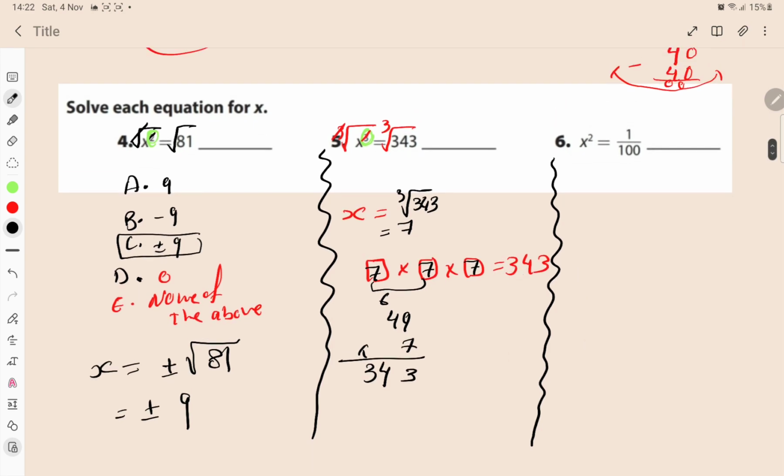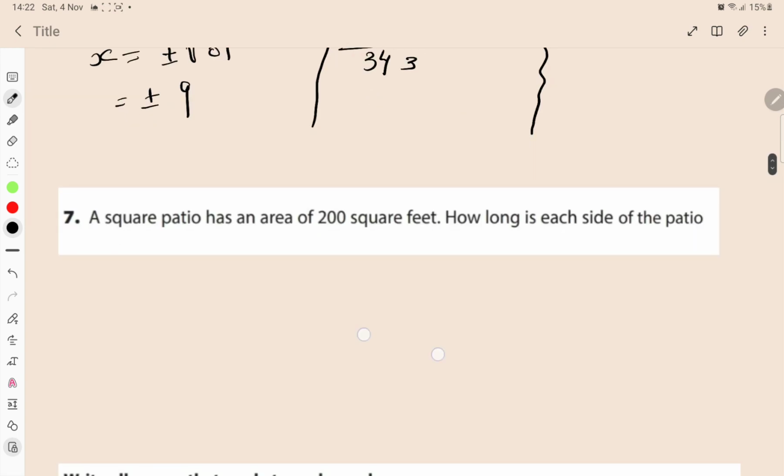X squared equals 1 over 100. Square root left, square root right. Power 2 will cancel the root. X equals positive or negative root of 1 over 100. What number by itself gives 100? It is just 10. 10 times 10 is 100. 1 times 1 is 1. So the answer is X equals positive or negative 1 over 10.